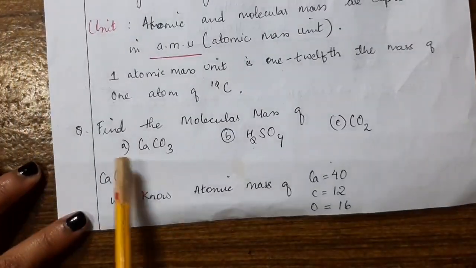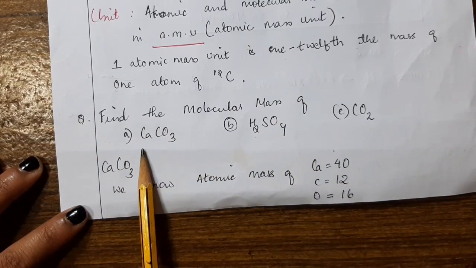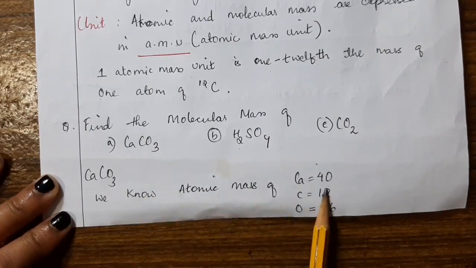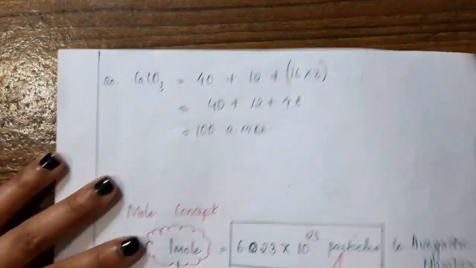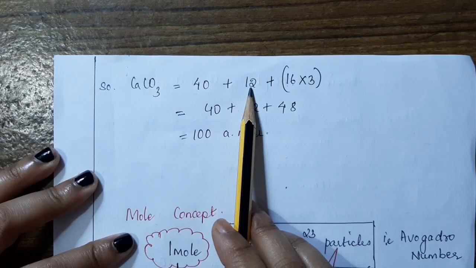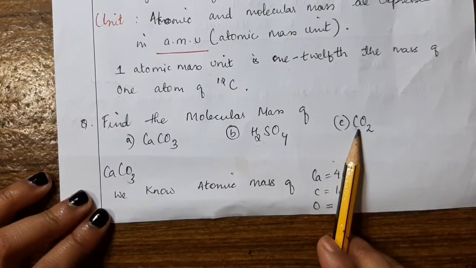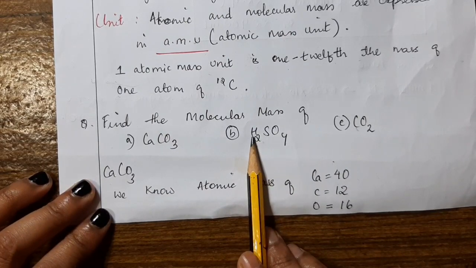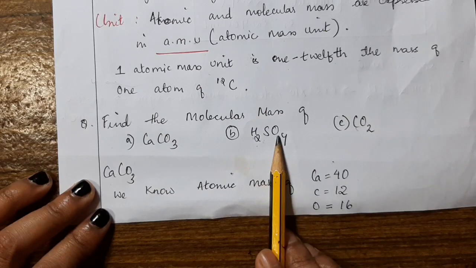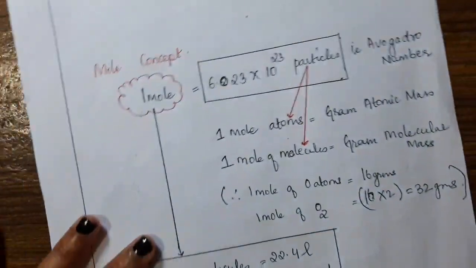Then after that, find out the molecular mass of CaCO3, calcium carbonate. Calcium atomic mass is 40, carbon is 12, oxygen is 16. So you know how to do this, no? CaCO3: 40, carbon 12, oxygen 16 into 3, we get 100 AMU. Then there is H2SO4 and CO2. Do it by yourself. Hydrogen is 1, sulfur is 32, oxygen is 16. So please find out for this one and carbon dioxide.